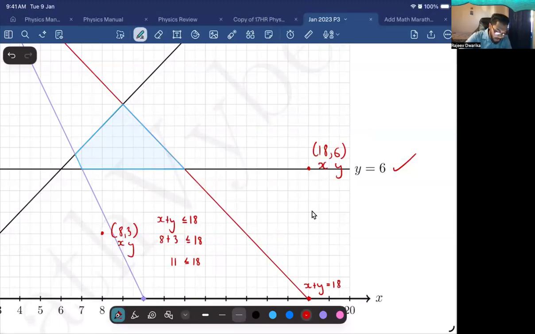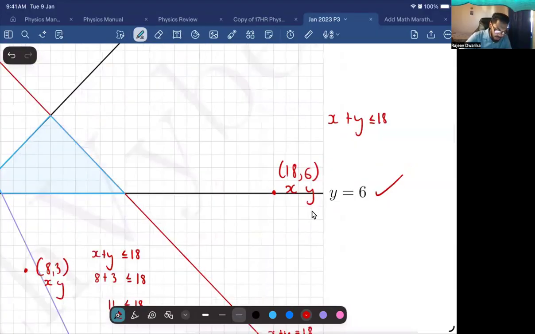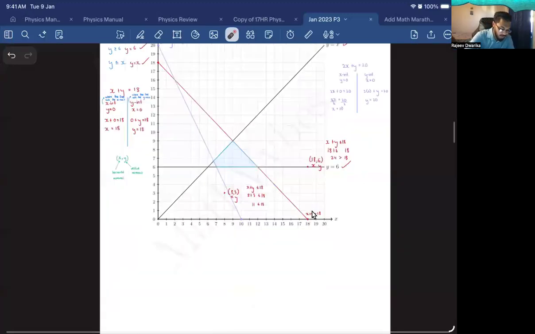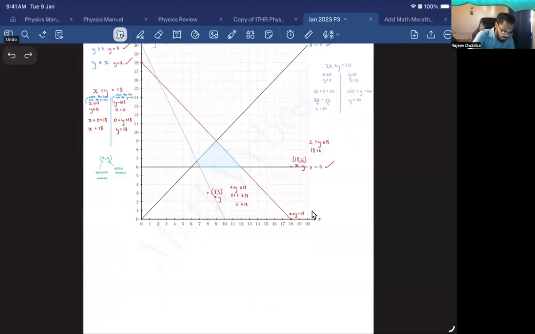Our inequality says that x plus y needs to be less than or equal to 18. So if I use these values, I'm going to end up with 18 plus 6. Is 18 plus 6 less than or equal to 18? No, sir. Because 18 plus 6 is 24, which is actually more than 18. So do you understand what's happening when I take a point from the other side? It's not working out. So do you now know which side you have to shade? Yes, sir. All right, good.